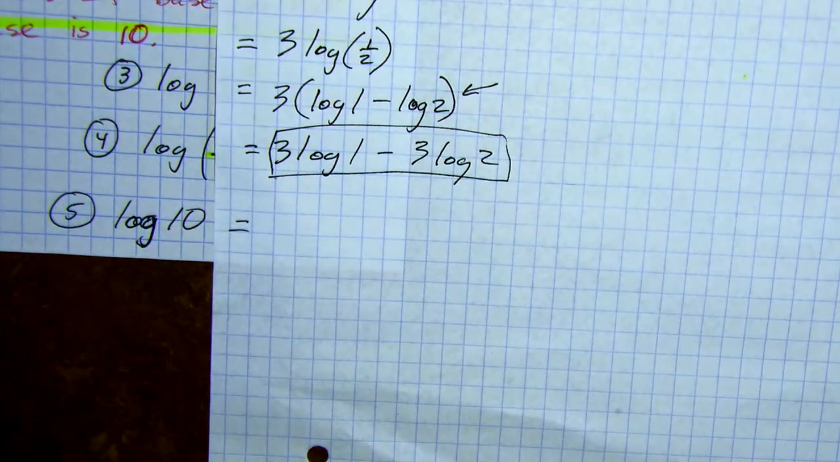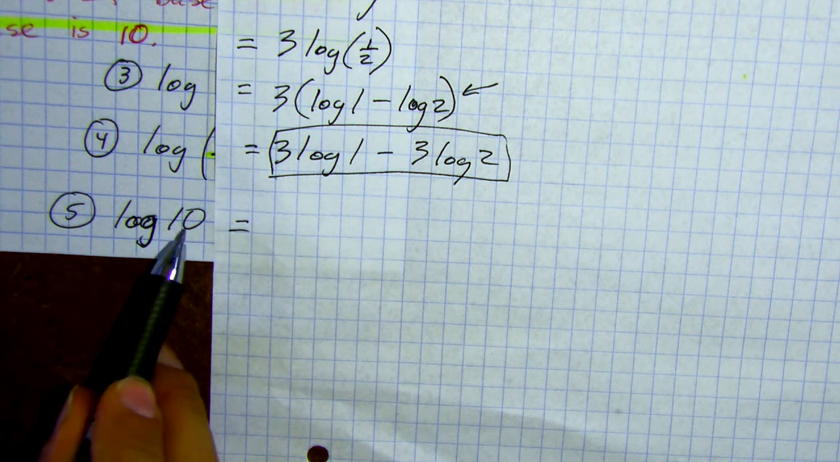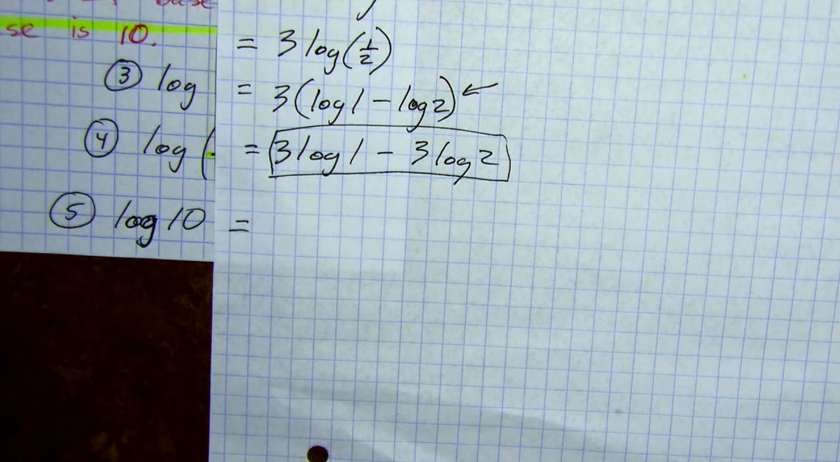This one, you have to remember, when the base isn't given, what is the base? When the base isn't given, the base is 10. So now look at the rules and what law is going to help us there to figure out what is log of 10. So what is log of 10?